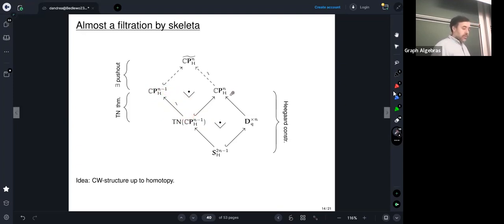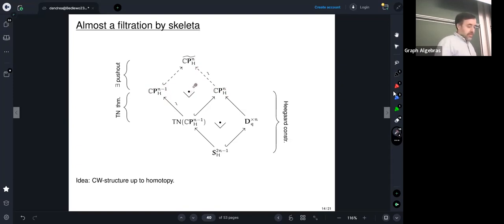The one below is a push-out diagram. What you can do is complete this to another push-out diagram. And here you get something that we denote by CP^N_H tilde. So now you have almost a cofibration from CP^{N-1}_H to CP^N_H, almost meaning that you would have it if you could invert this arrow, if you could invert this K-equivalence. In general, you cannot invert the K-equivalence, but you can do it at the level of K-theory.